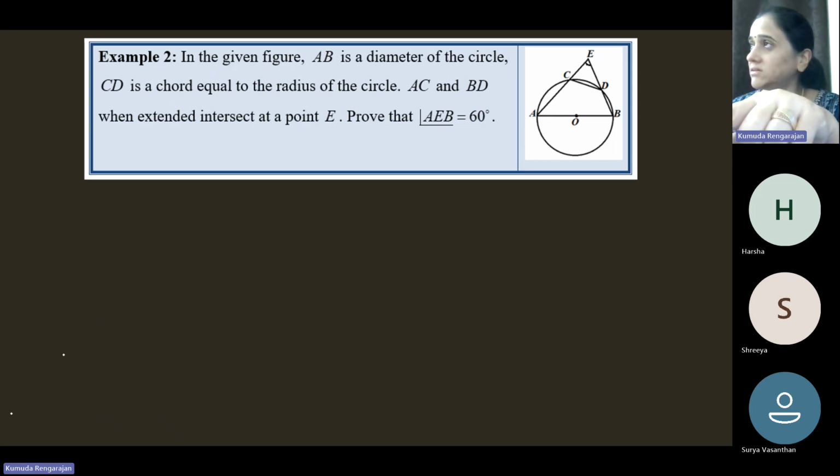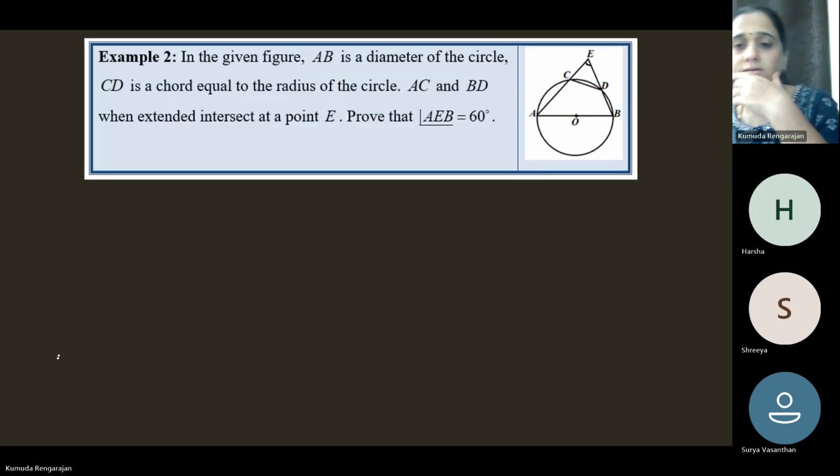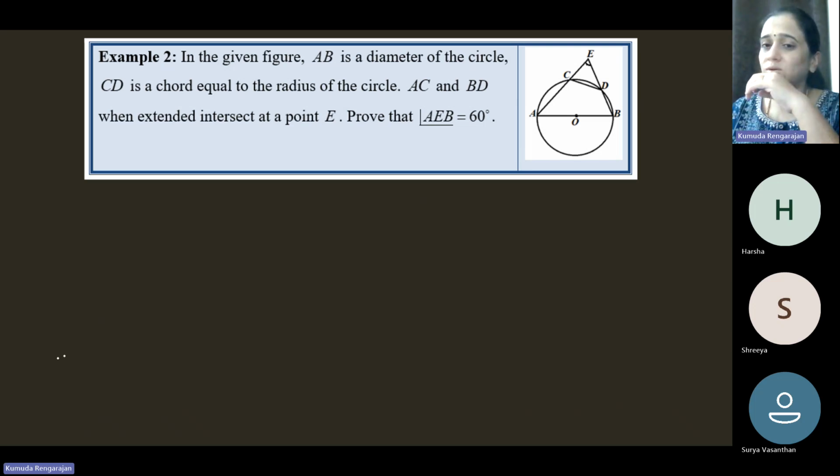So this is circles, exercise 9.3. Quite likely that we might have forgotten the theorems of this chapter. It's okay, we'll recall. When we do the sum, whatever theorem has to be recalled, we'll do it and then go to the next one. So in this figure, AB is a diameter.